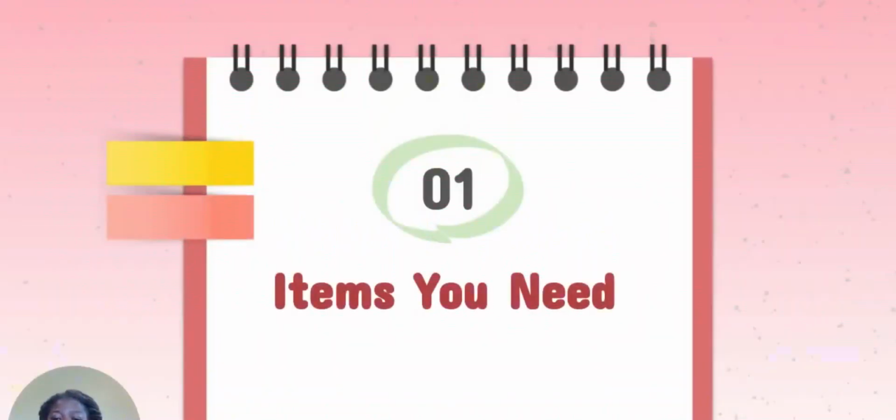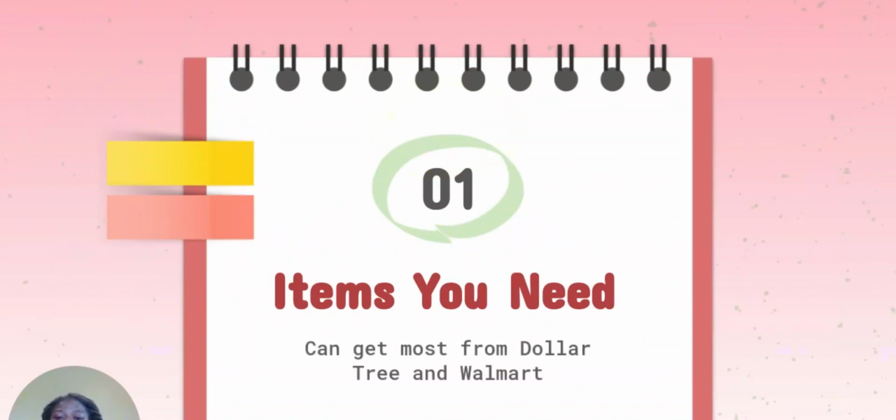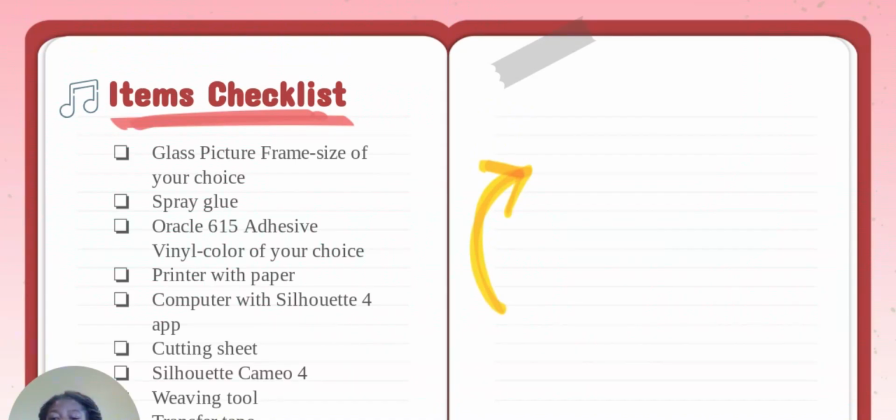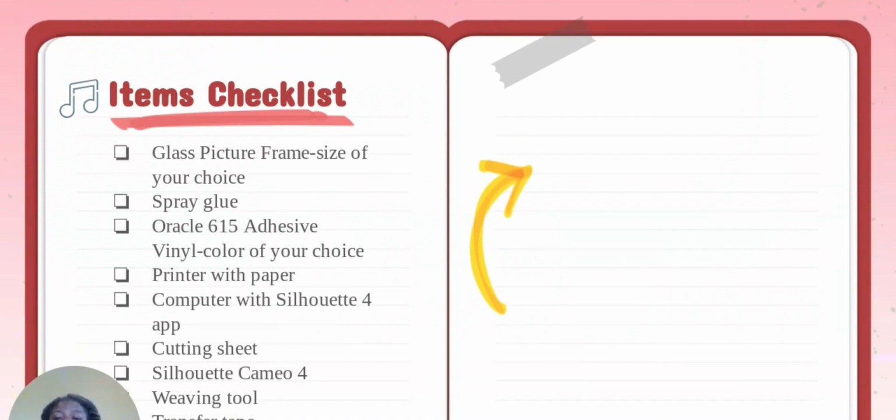These are the items you will need, and most of these items you can get from Dollar Tree and Walmart. The items checklist: you need a glass picture frame, which can be one of the certificates that you can get for $1 at Dollar Tree. You need spray glue. You need Oracal 651 adhesive vinyl, which can be the color of your choice. You need a printer with paper, a computer with the Silhouette 4 app, which I will be showing you what the app looks like. You will need a cutting sheet.